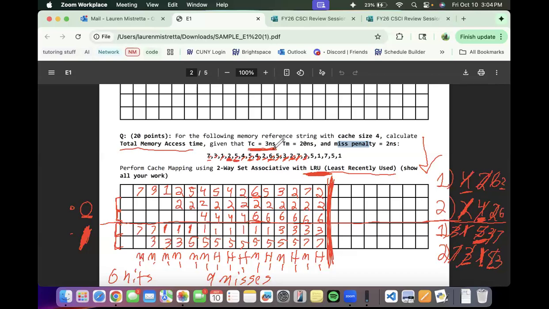Total cache time is going to be 3 nanoseconds. So that's going to be 6 hits times 3 nanoseconds plus 9 misses times the time of a miss, which is 20, and the miss penalty is 2. 20 plus 2, which is just 22. Okay, and then you could multiply that out, but again, you don't have to. This is totally fine to leave as your answer. Of course, you'd do this for the rest, with the different numbers there, but that's how you do it.